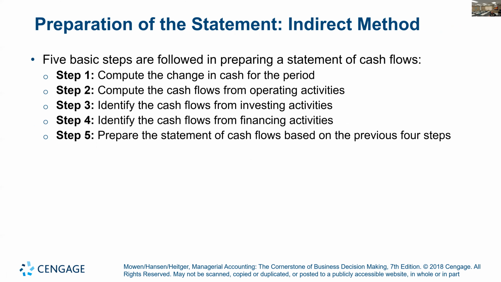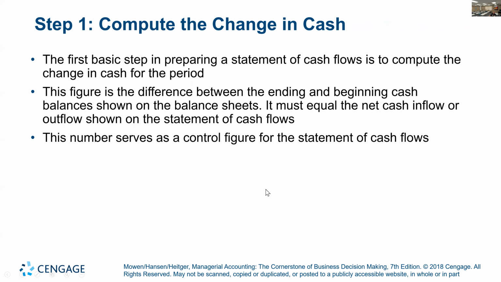So here's what we do. First, we're going to compute the change in cash for a period. And that's fairly simple. We just look at year 1 compared to year 2. How much did our cash change? That gets us our control number. Step 2 is operating activities using the indirect method. Step 3, we do investing activities. Step 4, we do the financing activities. Then 5, we're ready to prepare the statement.